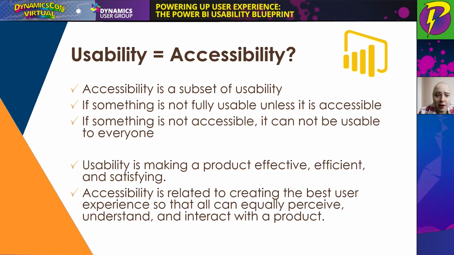And to break them out into their own definitions, usability is about making a product efficient, effective, and satisfying. And accessibility is relating to creating the best user experience so that all can equally perceive, understand, and interact with a product. So while usability does not equal accessibility, they are important and they do complement each other.